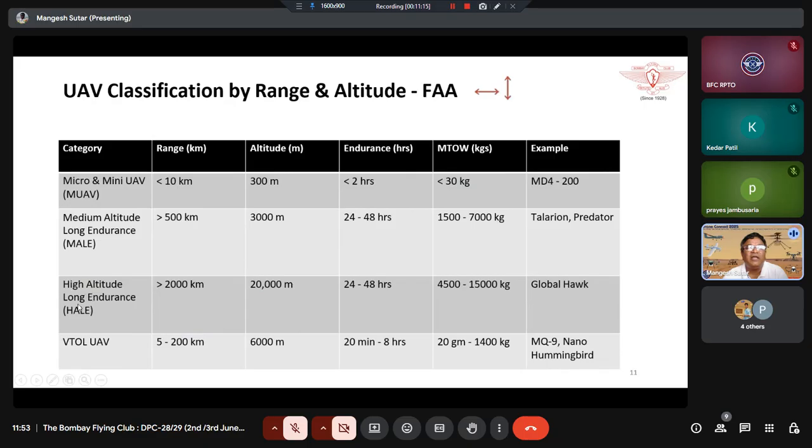Then there is something called HALE, high altitude long endurance. If you see the range, earlier it was 500 kilometers, this is 2000 kilometers, and altitude is almost 20,000 meters, which means 20 kilometers. This is almost like flying like your commercial airlines or commercial aeroplane. Again, their endurance is 24 to 48 hours. Maximum takeoff weight is almost 4,500 kilograms to 15,000 kilograms.